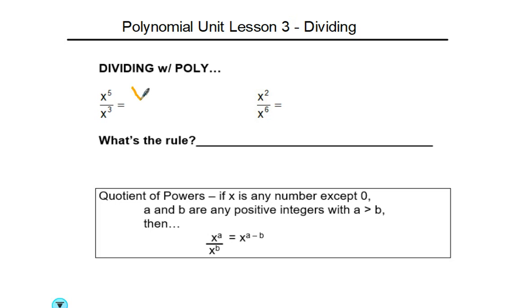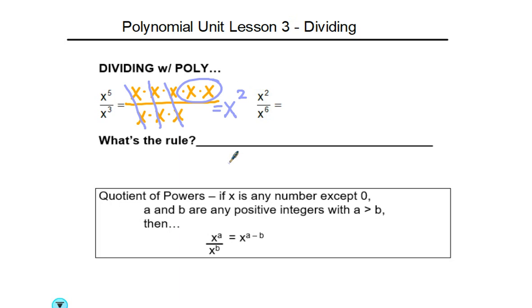All right, so let's do a breakdown here. This is x times x times x times x times x over x times x times x. So this rule ends up making a lot of sense. What is x divided by x? Well, that's 1. X divided by x is 1. And you'll see that we're left with x times x, which is just x to the 2nd power.